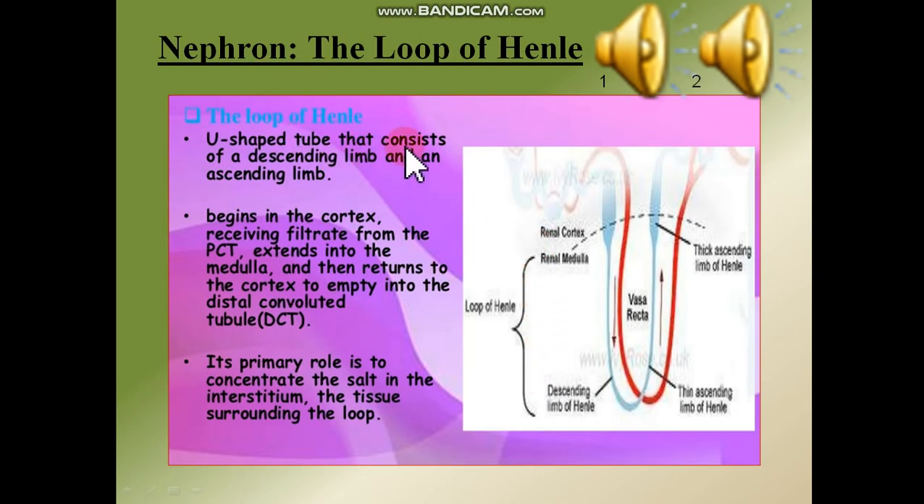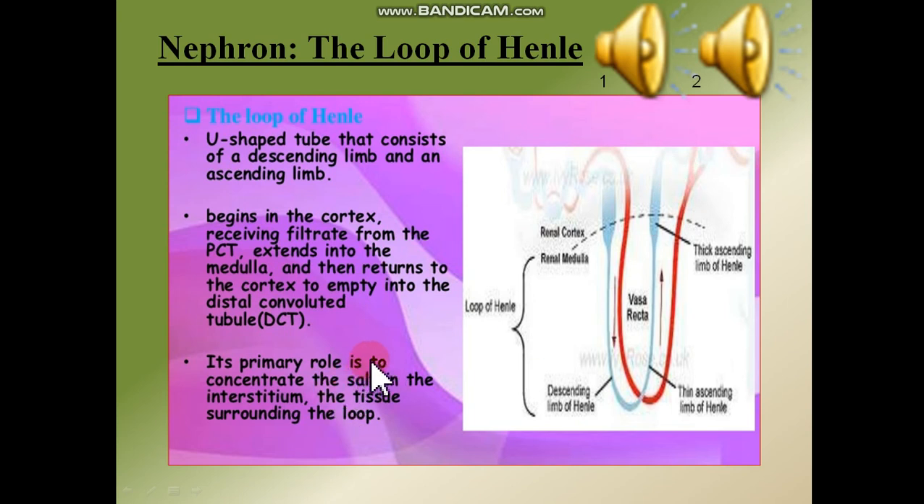The loop of Henle is a U-shaped structure. Here you can see that it is a U-shaped or hairpin-like structure. It begins in the cortex. It receives filtrate from the proximal convoluted tubule. It extends down into the medulla and then returns to the cortex to empty into the distal convoluted tubule. It moves downward in the medulla and then through the ascending limb it enters the distal convoluted tubule.